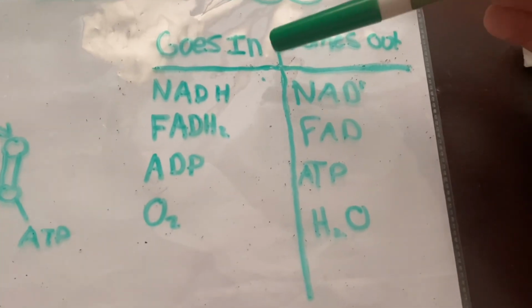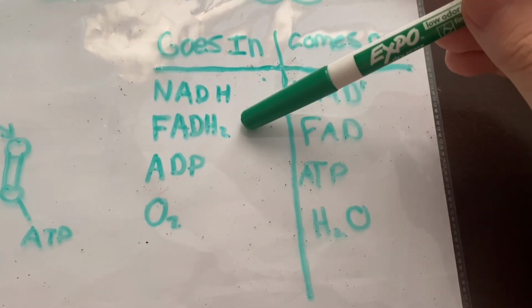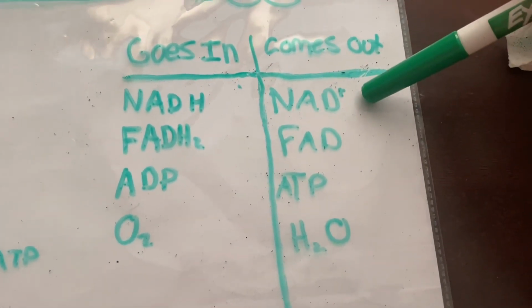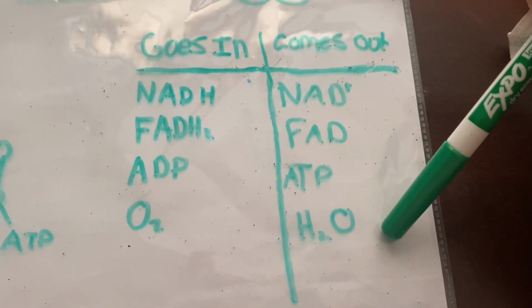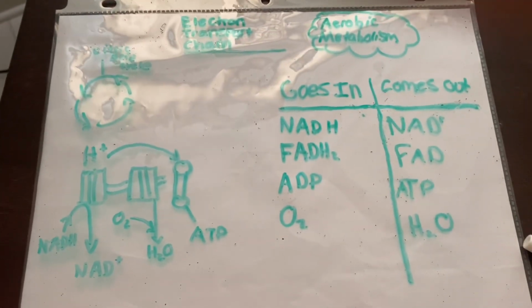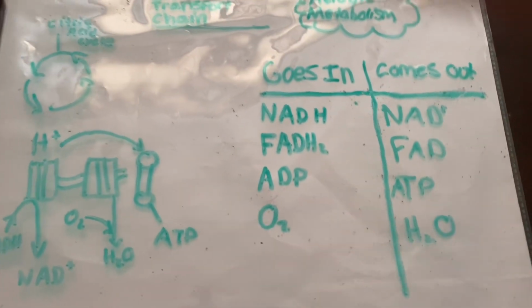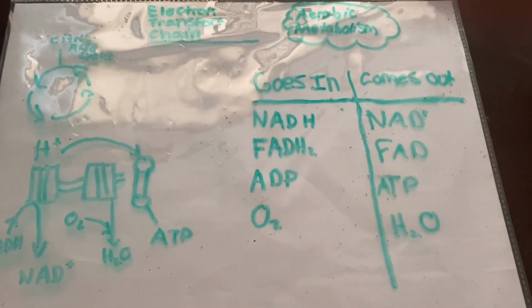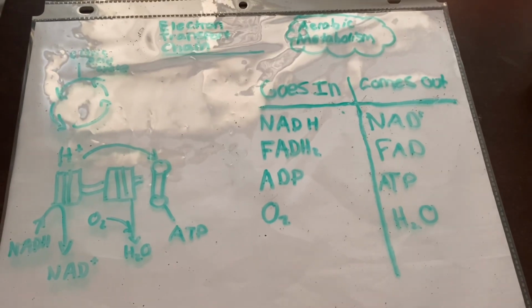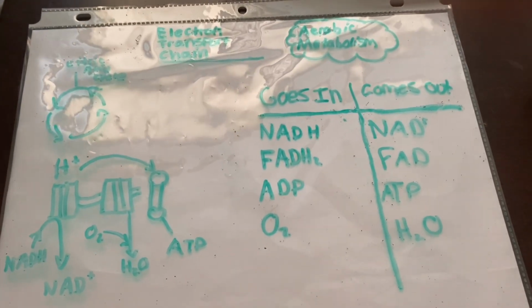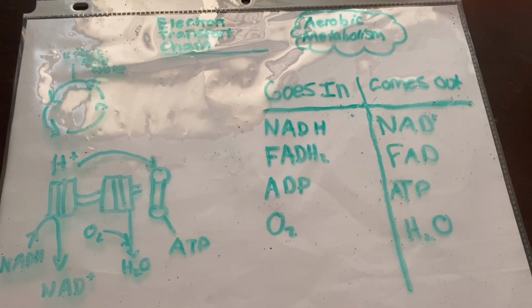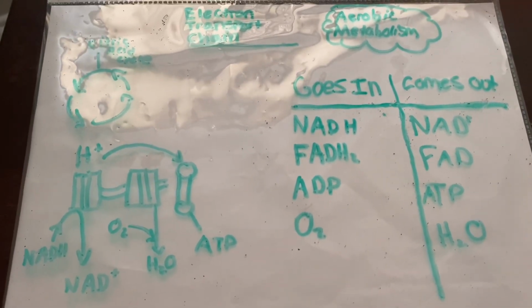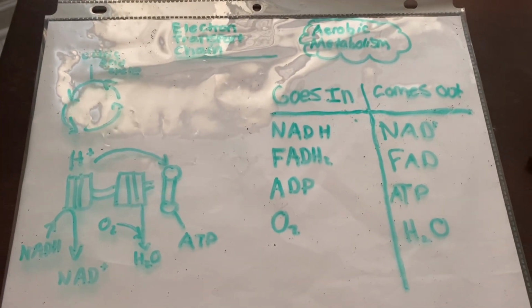So essentially what goes in is NADH, FADH2, ADP, and O2. What comes out is NAD+, FAD, ATP, and H2O. So yeah, this sums up aerobic respiration, and a fun fact about this is that if you were to do things anaerobically, so anaerobic respiration, you'd only get 2 ATP compared to 28 ATP. So this just shows that aerobic respiration is a lot more effective in creating ATP compared to the other option, which is anaerobic.